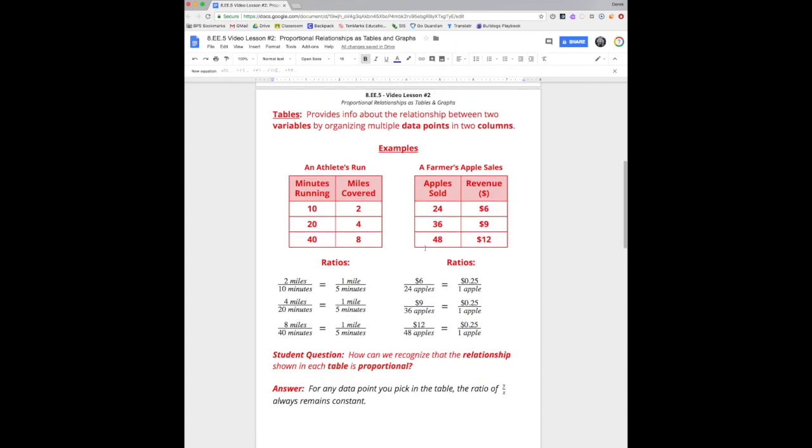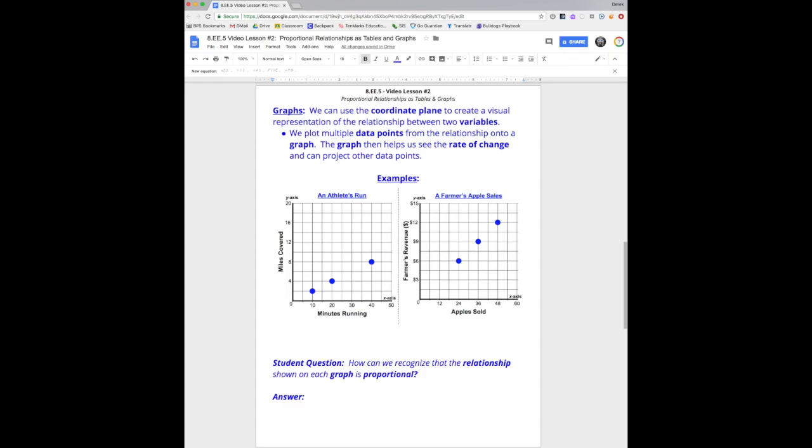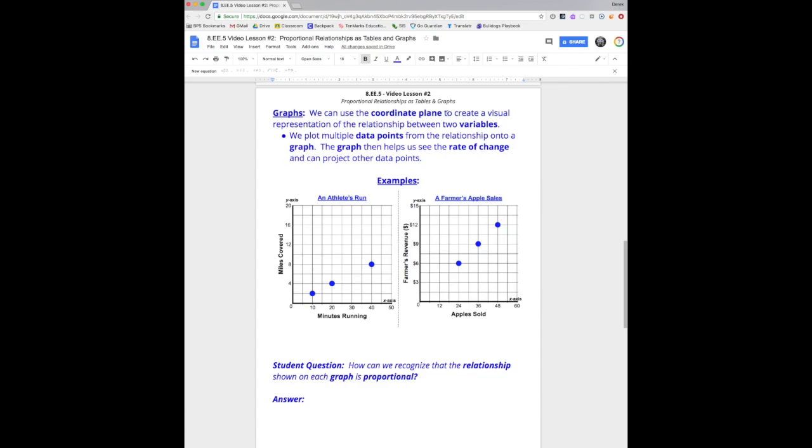We also want to know what would happen if we took these two proportional relationships and we graphed them. As you should recall from an earlier video, when we talk about graphs, we mean we're using the coordinate plane to create a visual representation of the relationship between two variables. That coordinate plane allows us to plot multiple data points from the relationship onto a graph, and that graph can then help us see the rate of change and project other data points in the relationship.